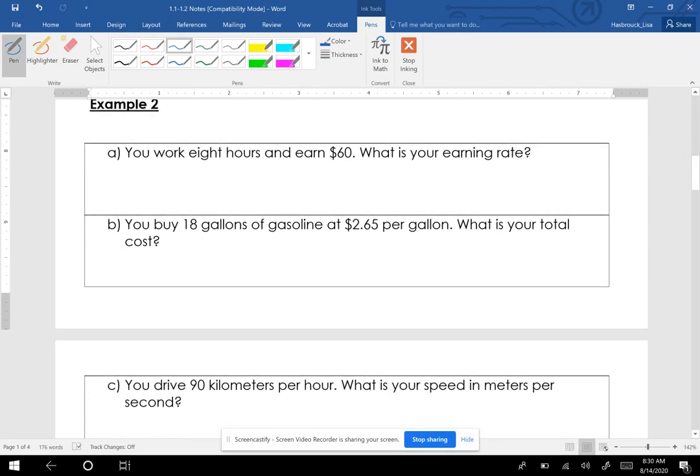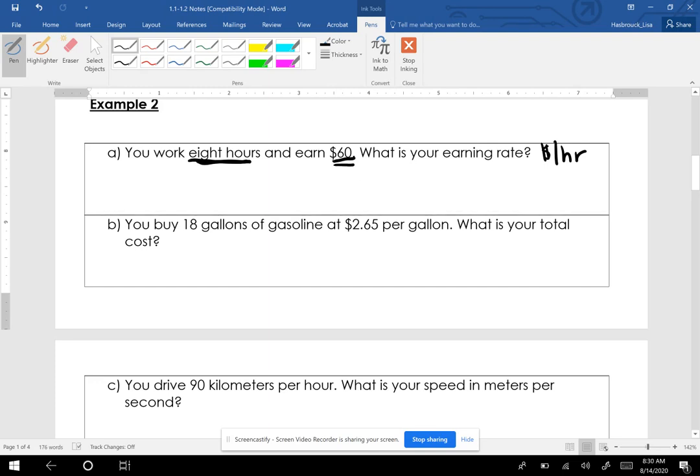All right, in example 2, we have some word problems to go over. So in part A, it says you work 8 hours and earn $60. What is your earning rate? So your earning rate is how much you're making per hour. Dollars per hour. Then important information is you worked 8 hours and your total earnings were $60.